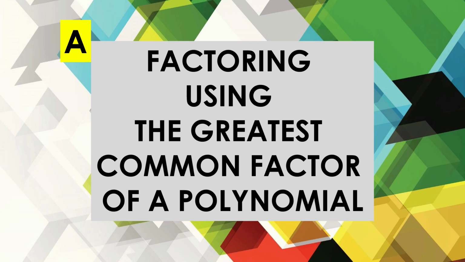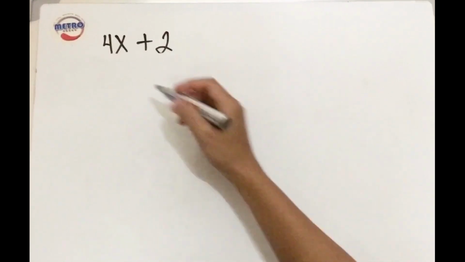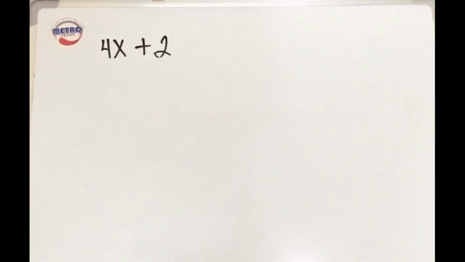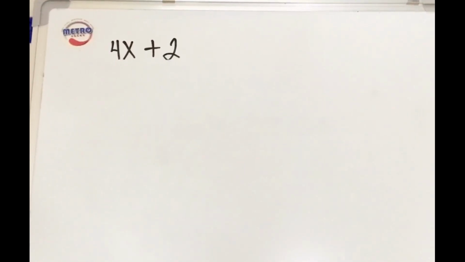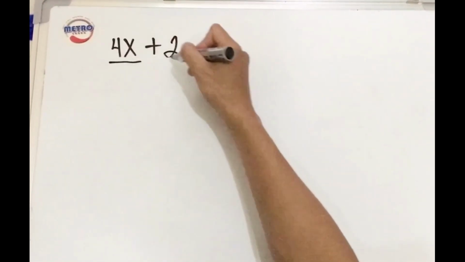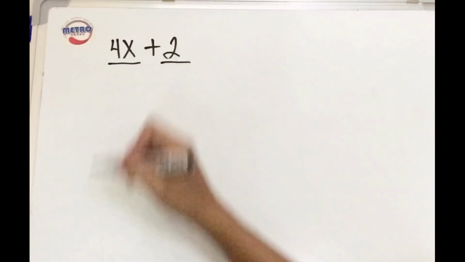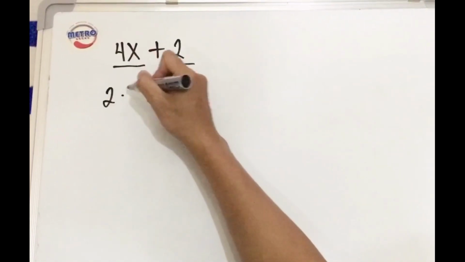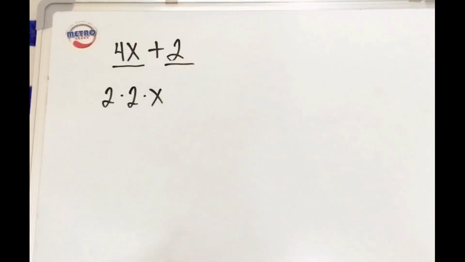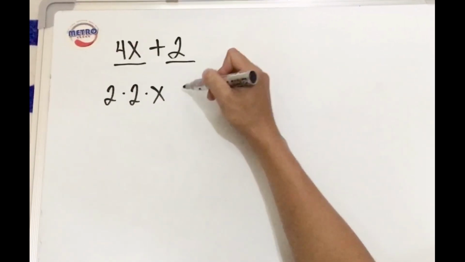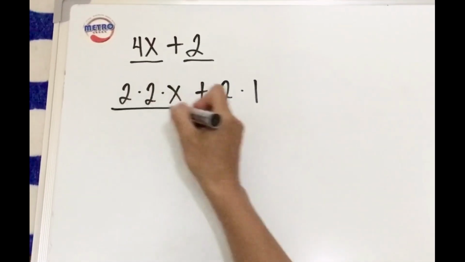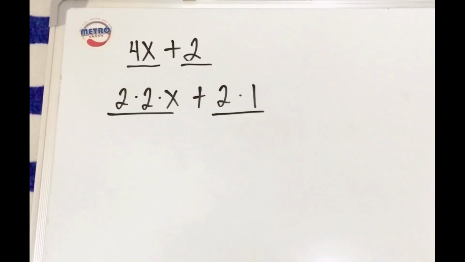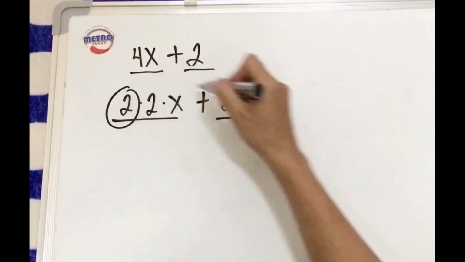Let's have factoring using the greatest common factor of a polynomial. Let us solve 4x plus 2 using greatest common factors. 4x plus 2 is example of binomial. We have the first term and the second term. 4x can be written as 2 times 2 times x. And then the second term, 2, can be written as 2 times 1. From the first term and the second term, we have common factor of 2.